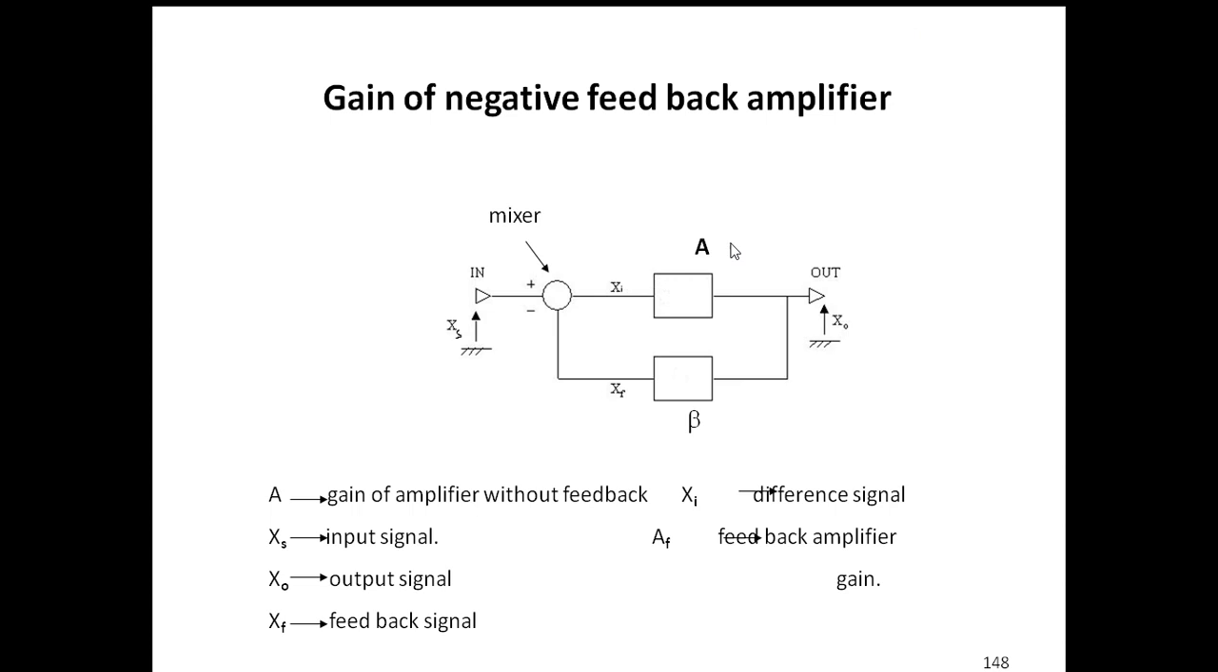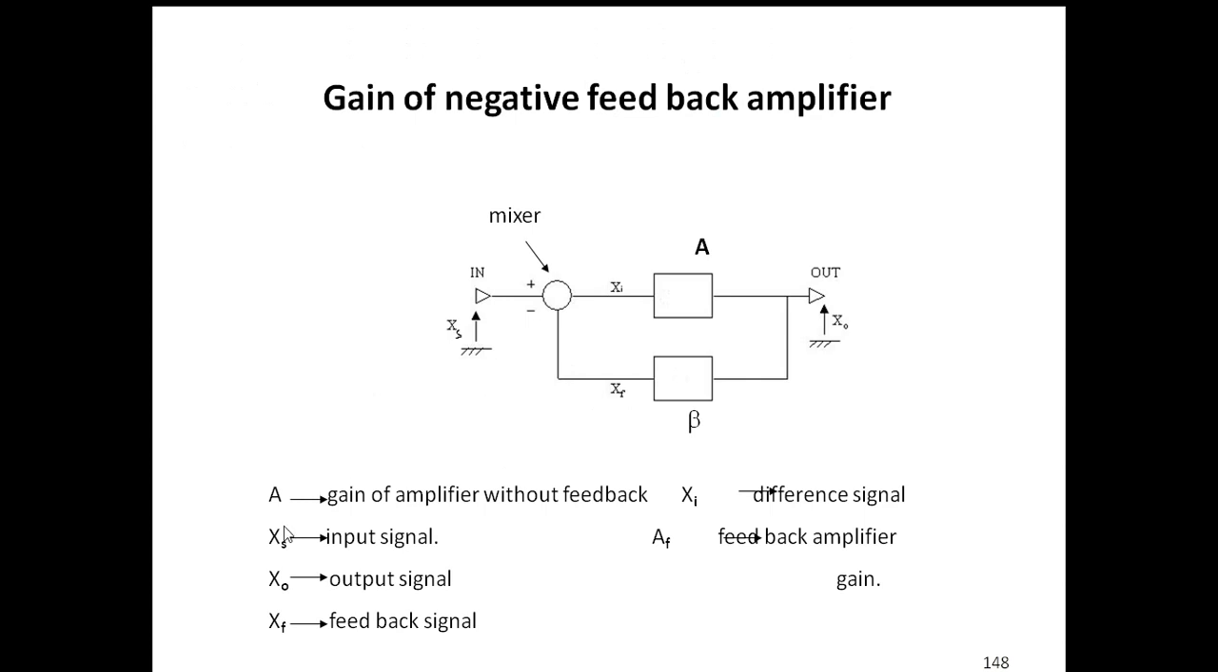Now this net input signal acts as the input to the amplifier network, and the amplifier network gives the output signal. Again here this is a sampling network, and this output signal is divided into a number of samples. Some samples are fed back to the input side through the feedback network. This is the negative feedback amplifier network connection, showing how the signal is fed back at the input side.